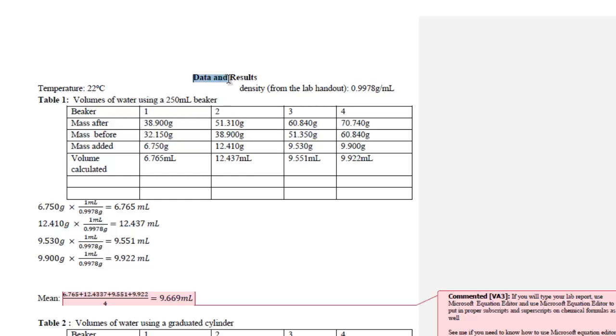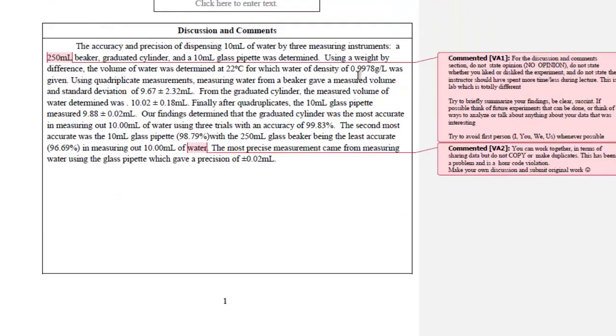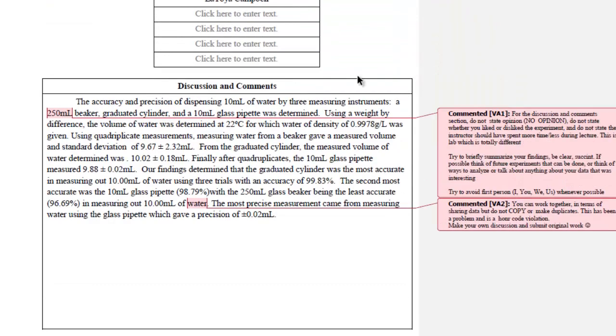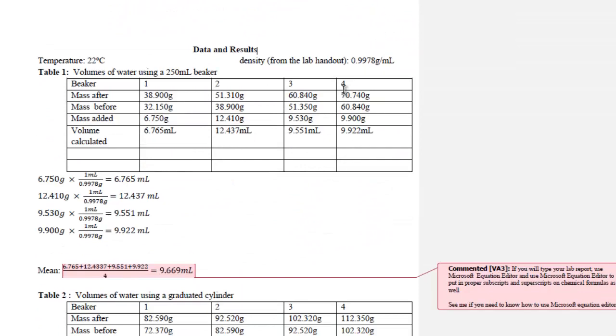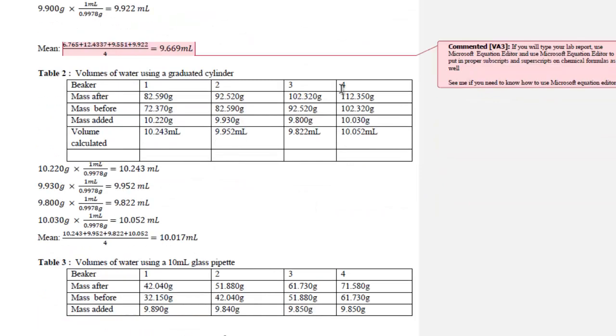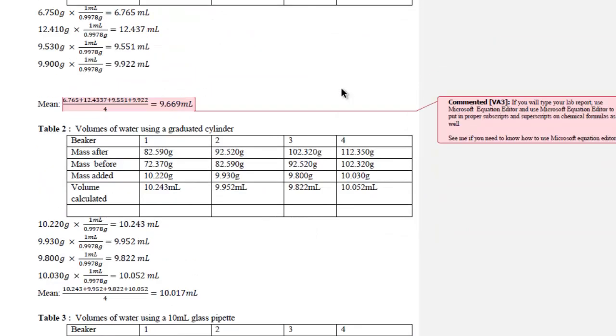Make sure you properly label the sections, because when I check off these lab reports, I'm going to check for a data and results section, or, if you handwrite this or decide to use your own template, I'll check for a discussion and comments section. So label each section of the lab report. For this particular lab, we have all our different tables, so that's your data and results section.